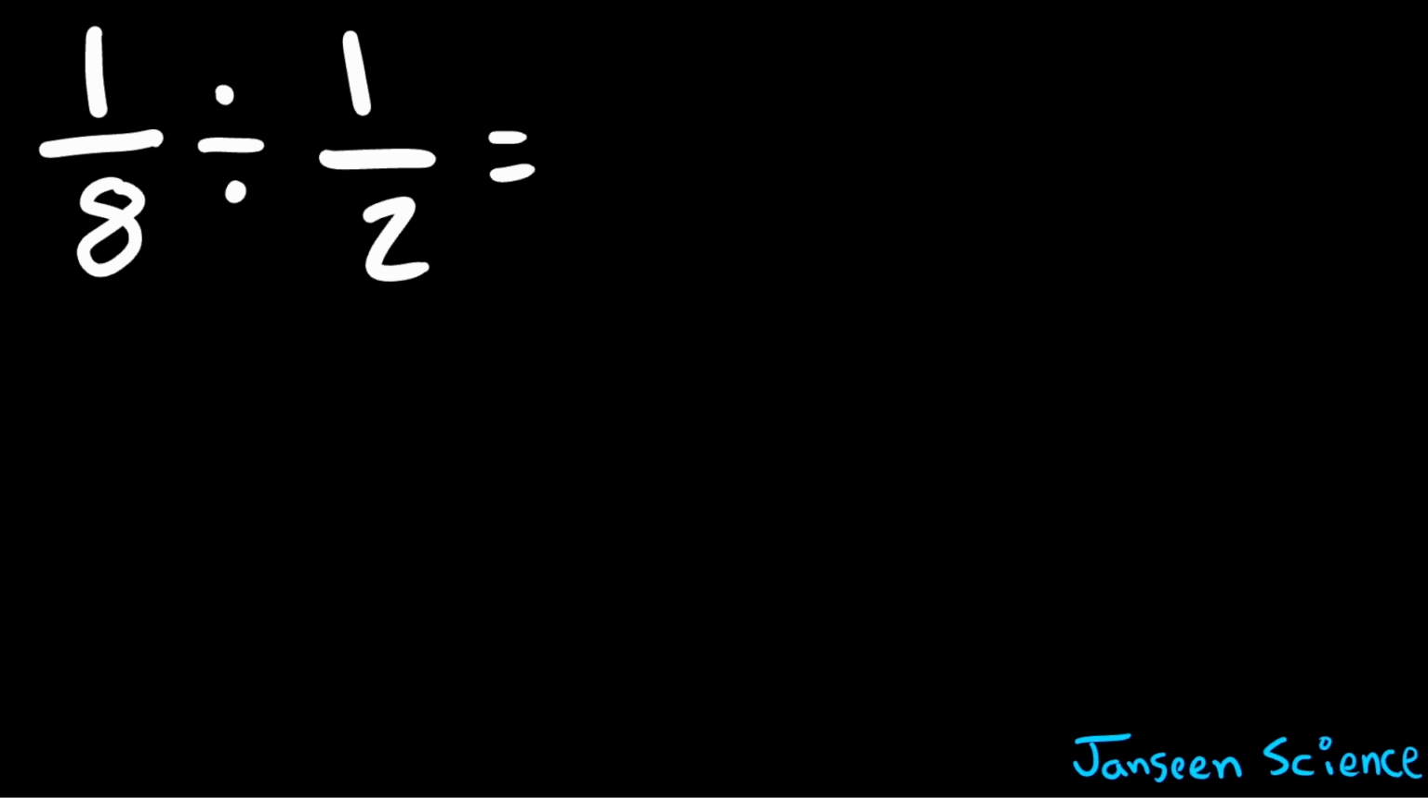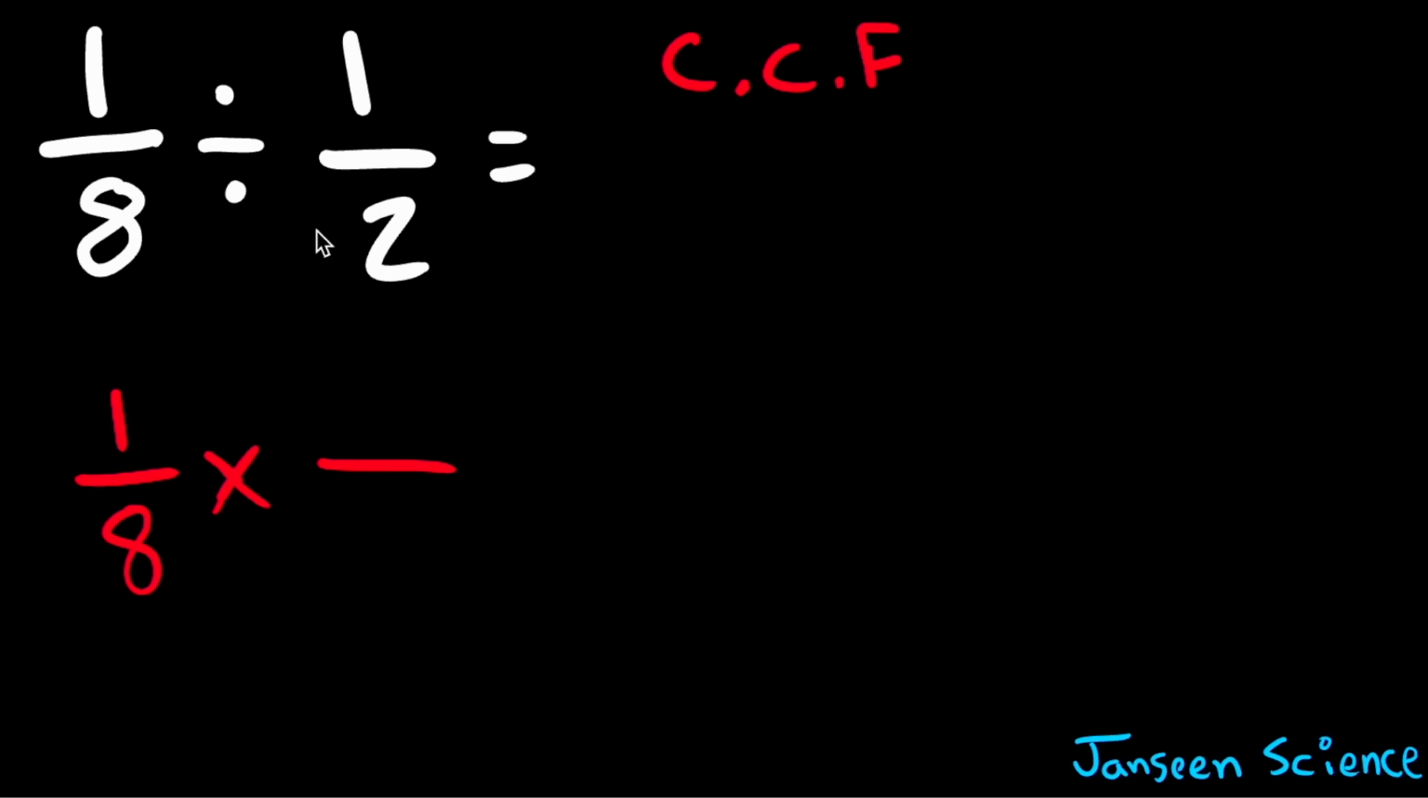Let's begin solving 1 over 8 divided by 1 over 2. The first thing I'll do is use a method called copy, change, flip. CCF: copy, change, flip. First, copy the first number. Second, change from division to multiplication. And lastly, flip. So we flip the second number, or this fraction here.